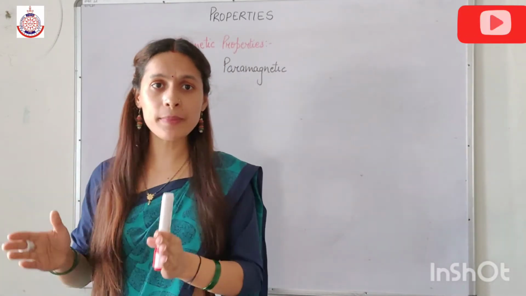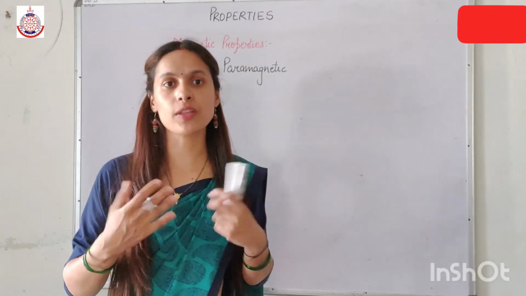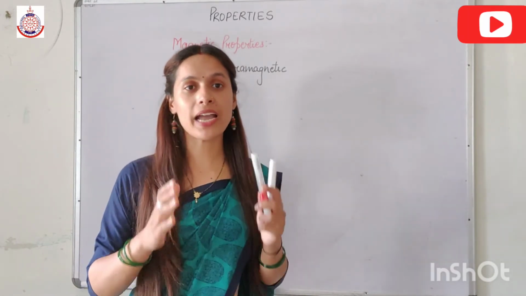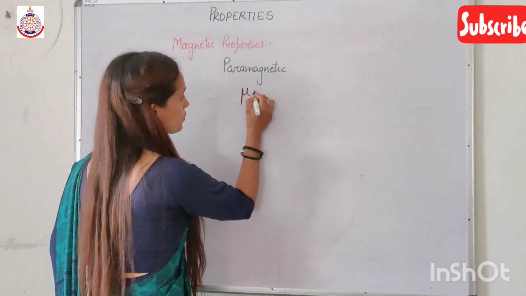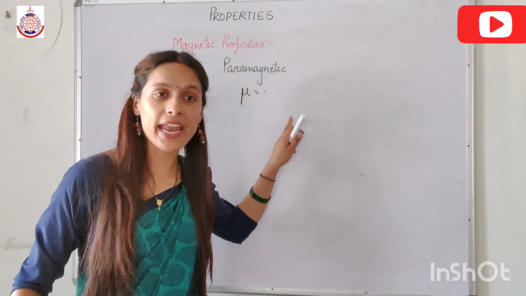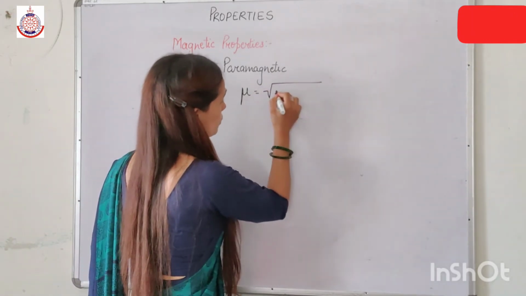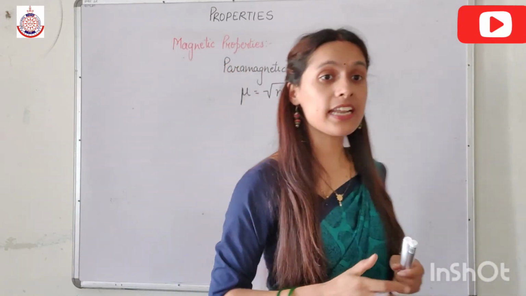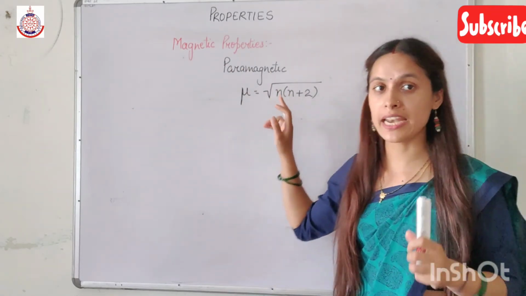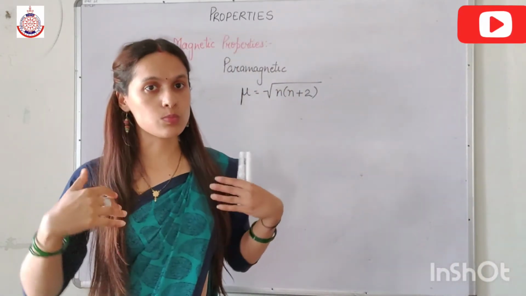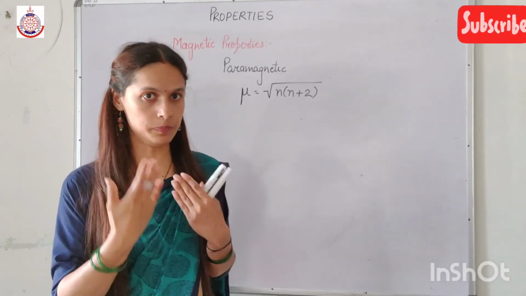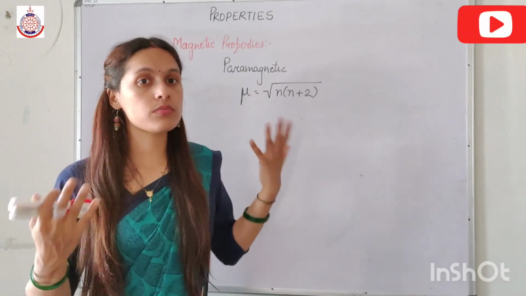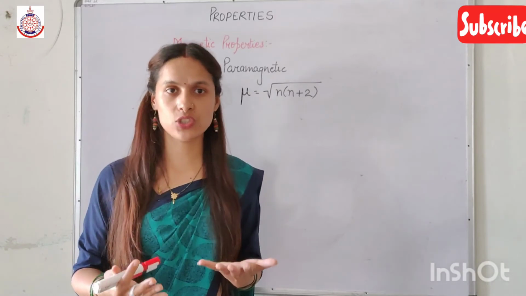And the extent of the paramagnetic nature is calculated by a formula, that is mu equals under root n into n plus 2, where n is the number of unpaired electrons. It means the more the number of unpaired electrons, the greater the value of mu, that is the magnetic moment. Mu is greater means the paramagnetic nature is more.